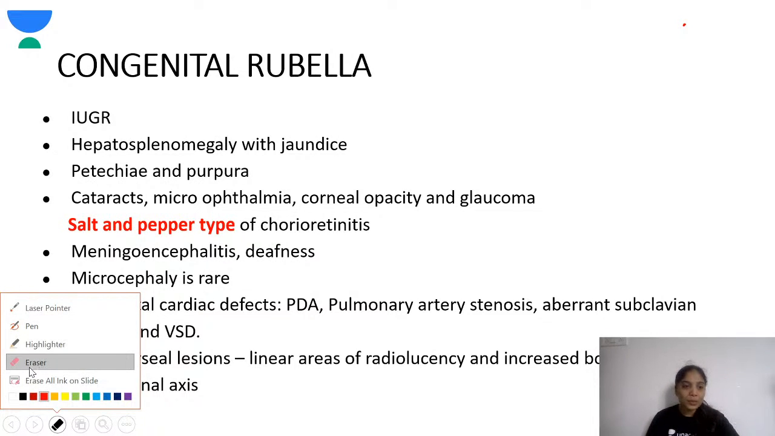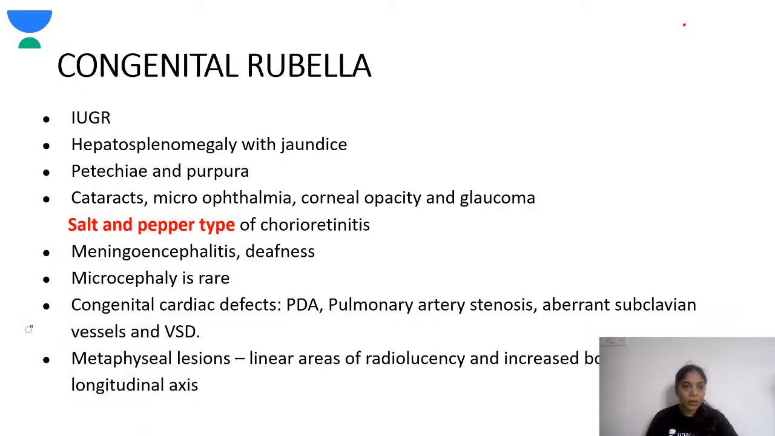So if the mother has a history of rubella, how do the children present? They can present with IUGR. Around 60% of the children who are infected perinatally by rubella can have IUGR. Another important thing is hepatosplenomegaly and jaundice, which can be present in 60 to 70% of children.